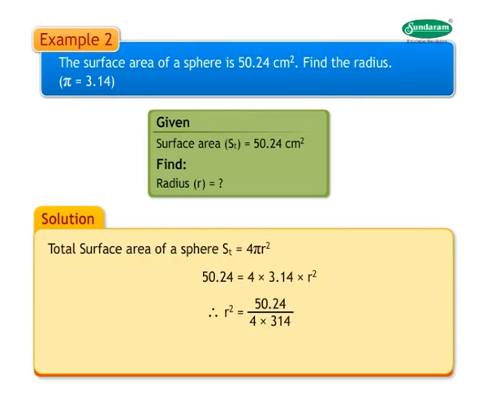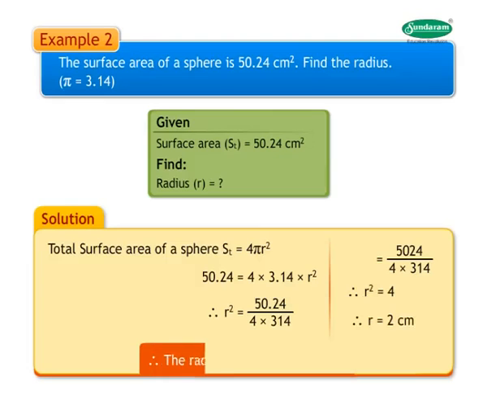Therefore, r square is equal to 50.24 upon 4 into 3.14, which is equal to 5024 upon 4 into 314. Therefore, r square is equal to 4. Therefore, r is equal to 2 centimeters. Therefore, the radius of the sphere is 2 centimeters.